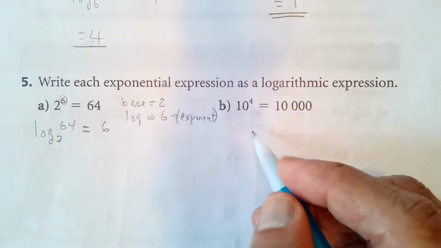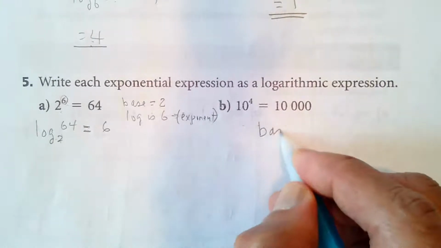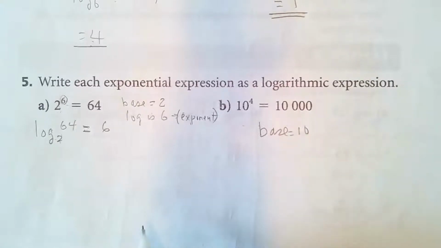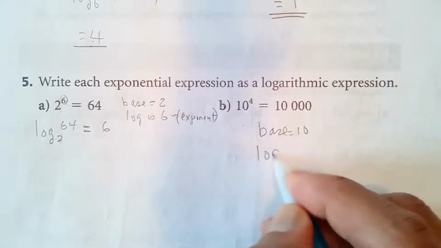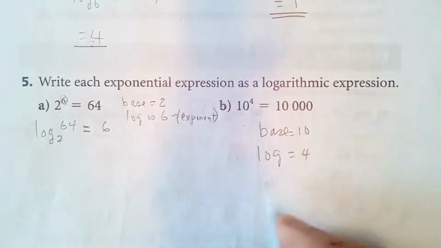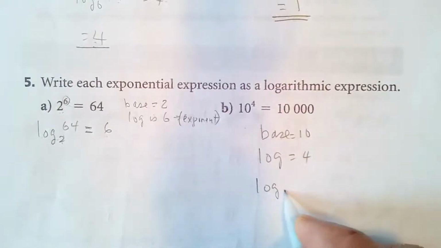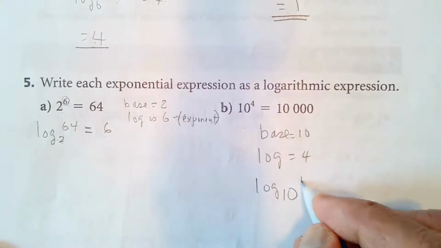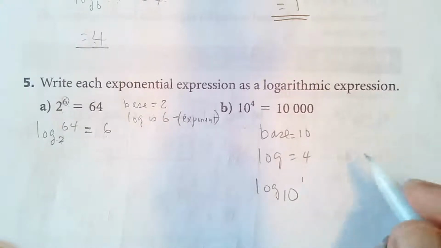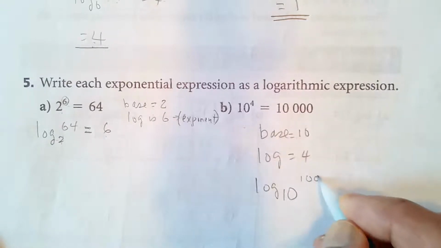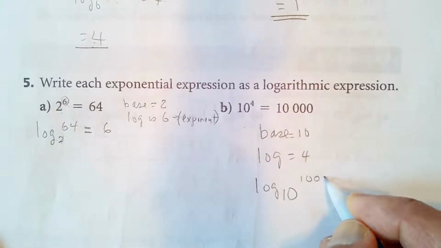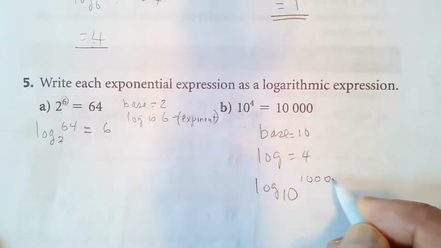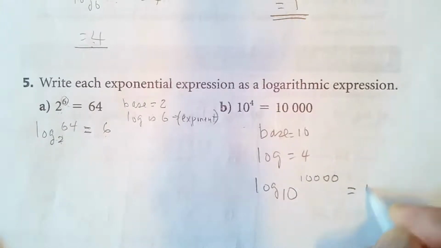This would be similar. The base is 10. The log is equal to 4. So we say log base 10 of 10,000 is equal to 4.